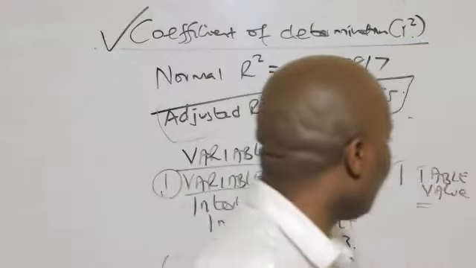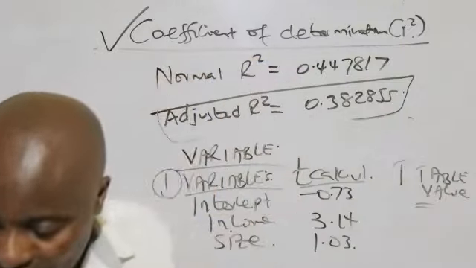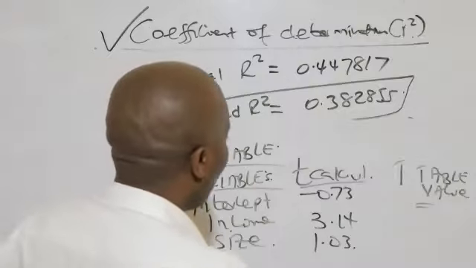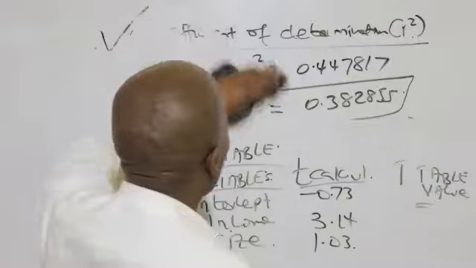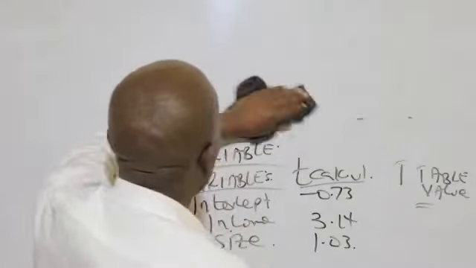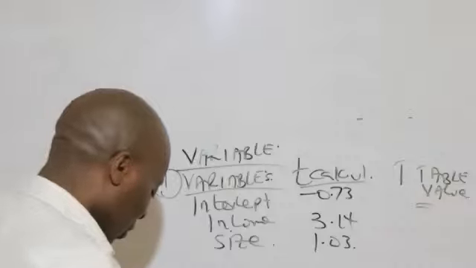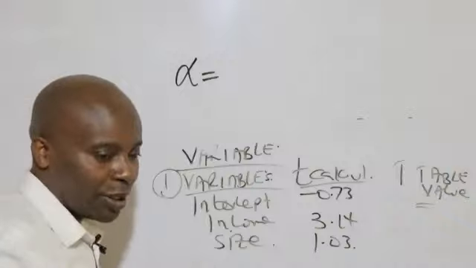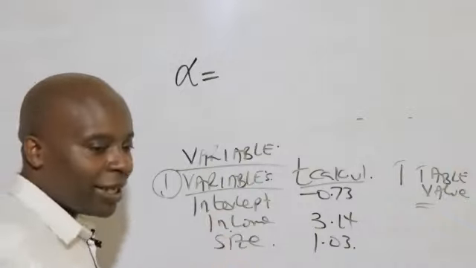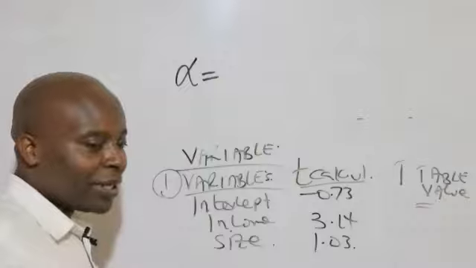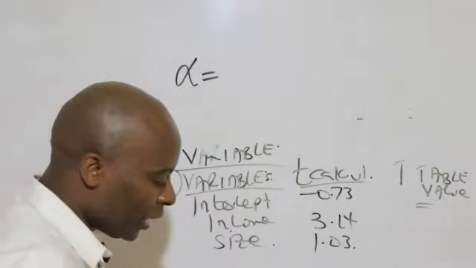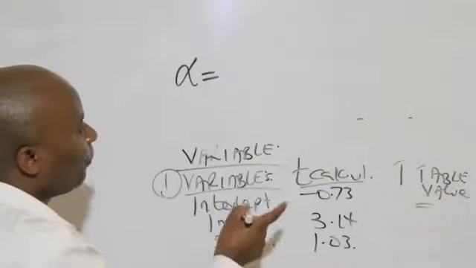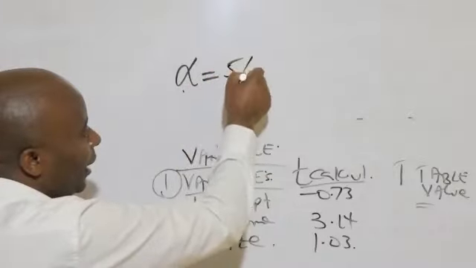So remember that for us, ladies and gentlemen, to be able to read the T tables value, we need two things. Number one, we need alpha, the level of significance. The level of significance here has not been given expressly, but you can see 95% confidence intervals. Whenever confidence intervals are given, you can easily get the level of significance. So in this case, the level of significance is 5%.